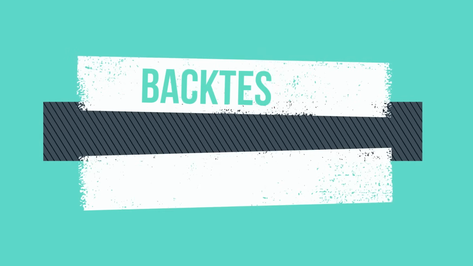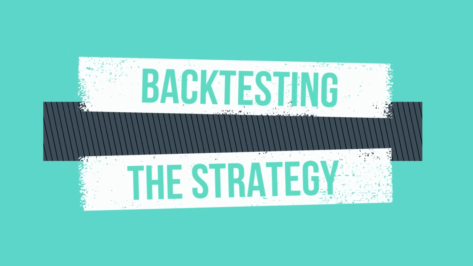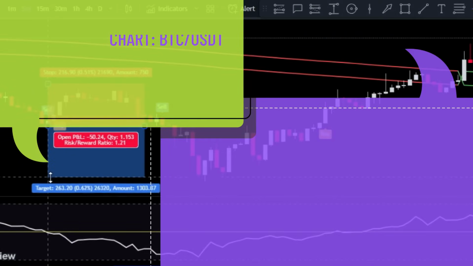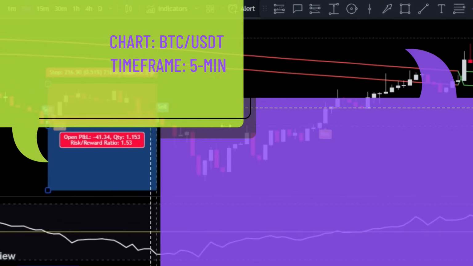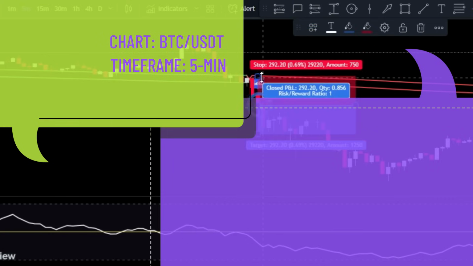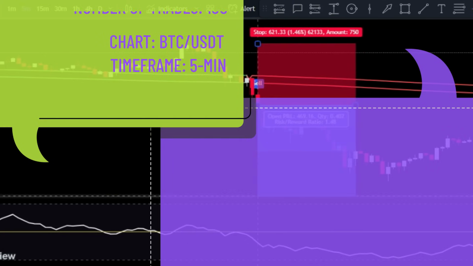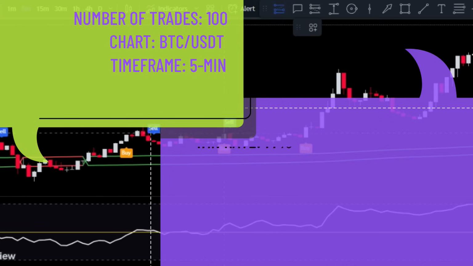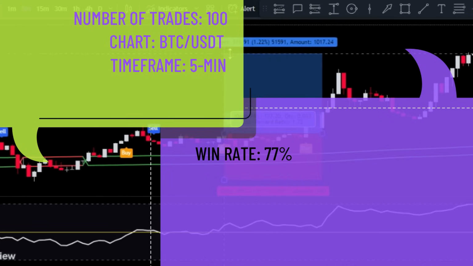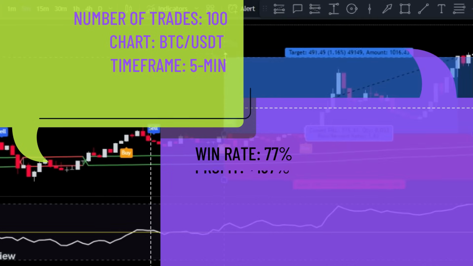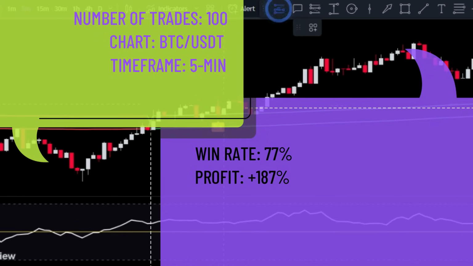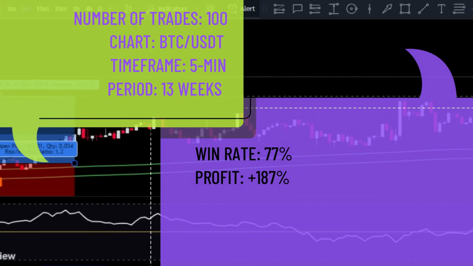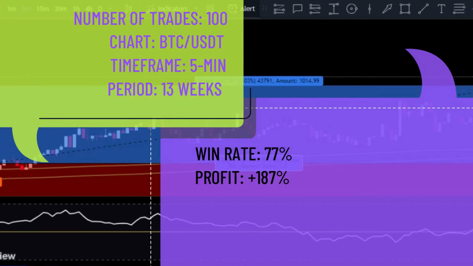So you're probably wondering how does the strategy perform in the wild, right? Well, we decided to put it to the test on the Bitcoin chart using a 5-minute time frame, and let me tell you, the results were pretty impressive. After conducting over 100 trades, the strategy showed an impressive win rate of around 77%, and the total profit gain was a whopping 187% over the course of 13 weeks. Now, that's what I call precision trading at its finest.